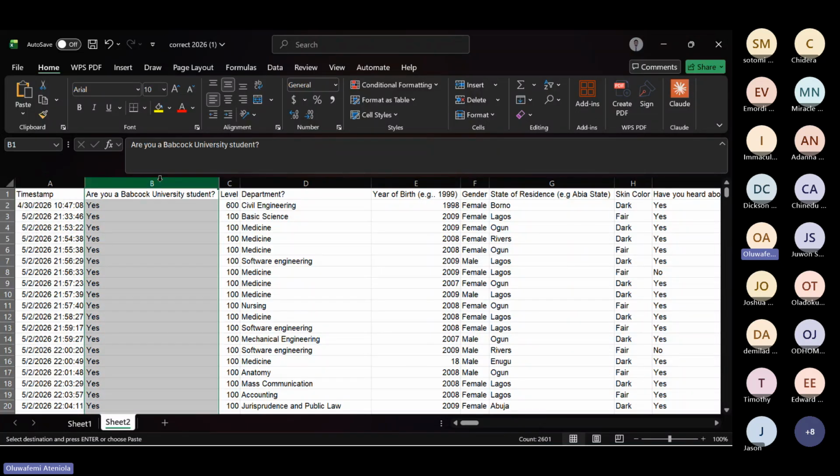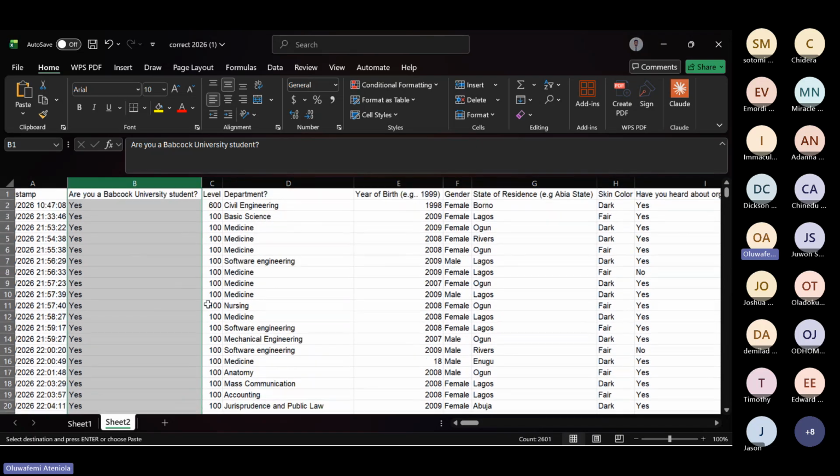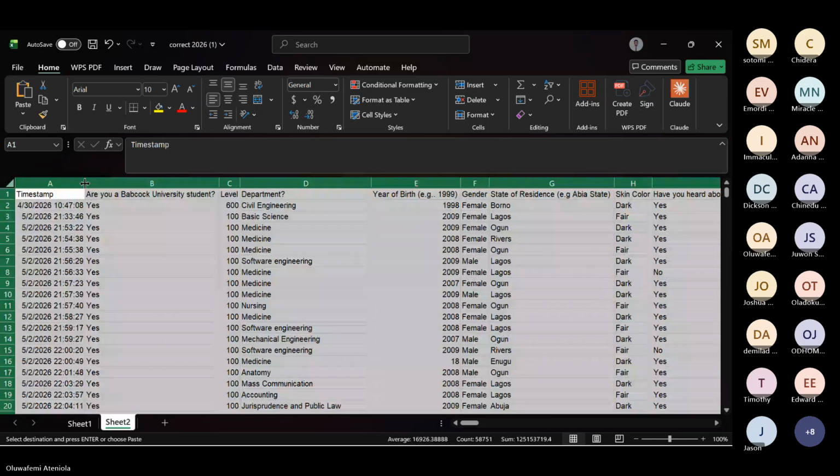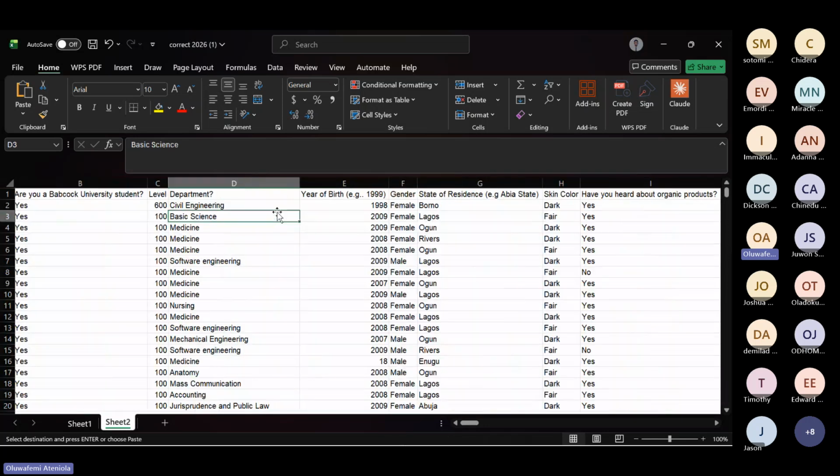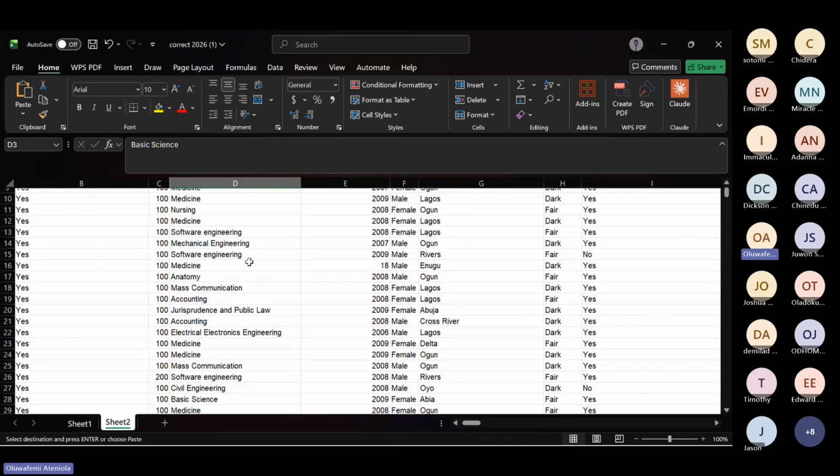So this column is asking us if they are backup students. So we should be getting a yes or no from here. And I'm going to teach us how to encode this into 1 and 0, because it's easier to analyze when we have them as 1 and 0. Then the level, which is self-explanatory, we can tell what level they belong to.